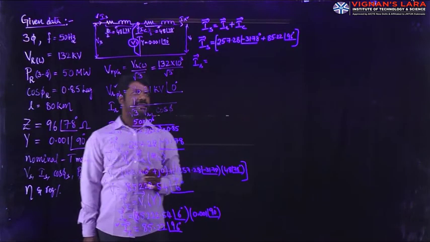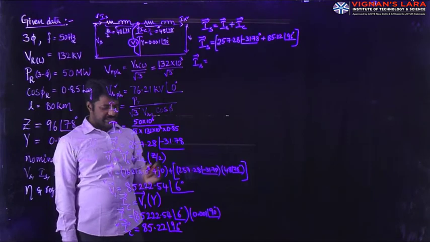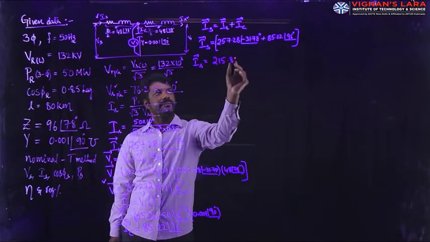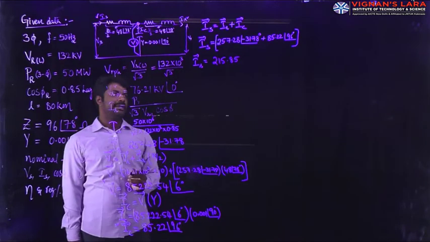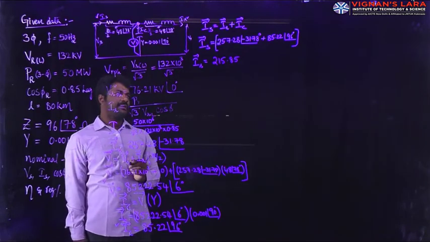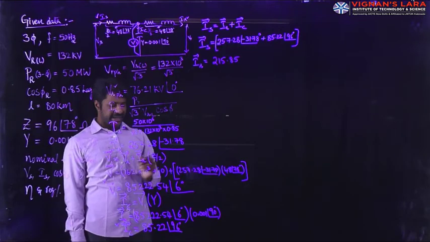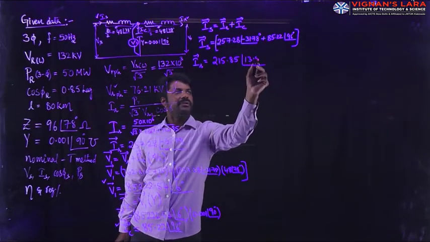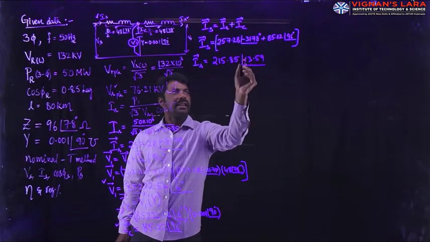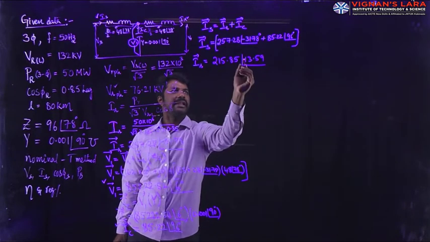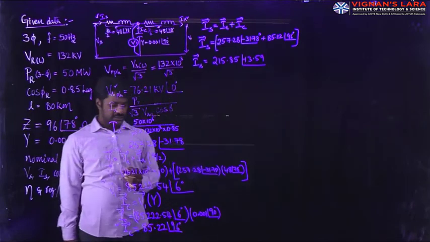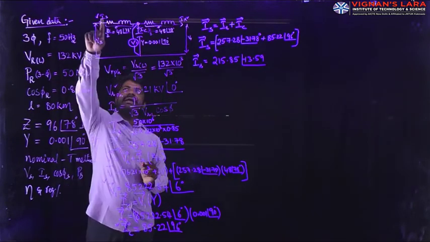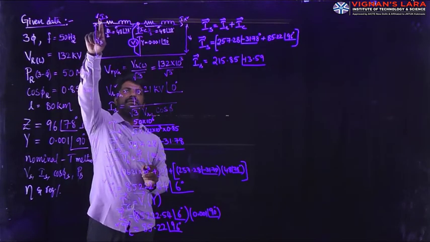Simplify in the calculator, you can get the value of IS as 215.85 amperes. This much current you can observe on the sending end side, which makes an angle of 13.59 degrees lagging. That is why I have to put a minus sign here, so minus 13.59 degrees. So I got IS here as a fifth step.